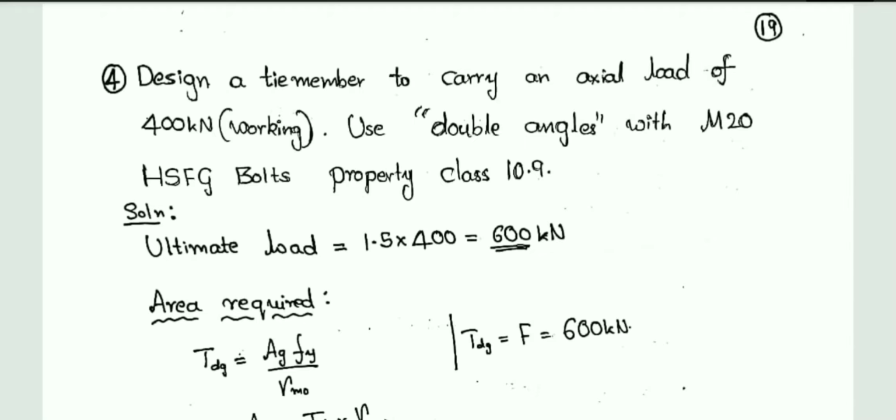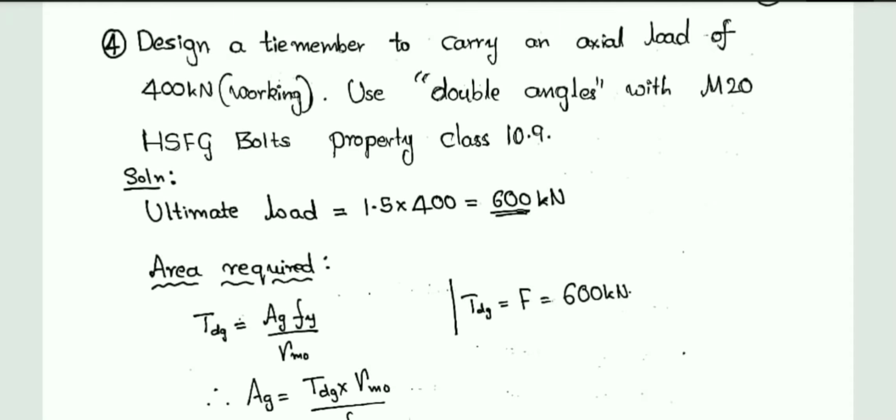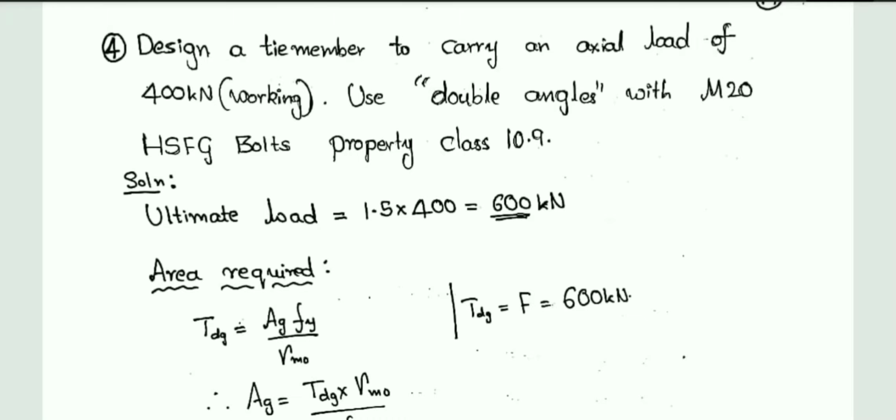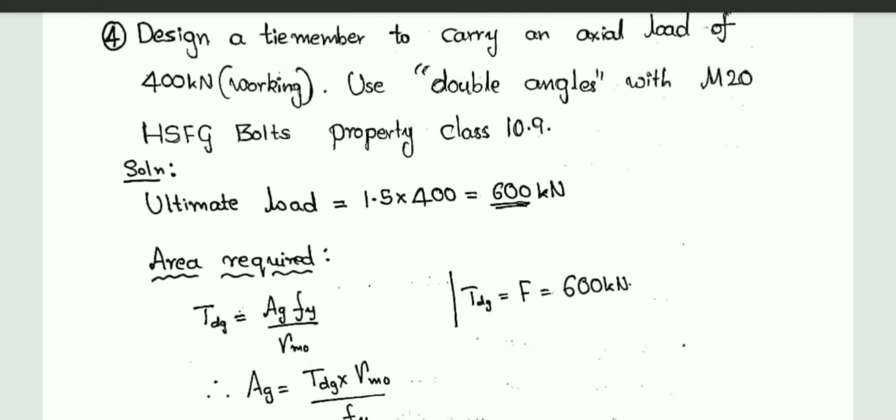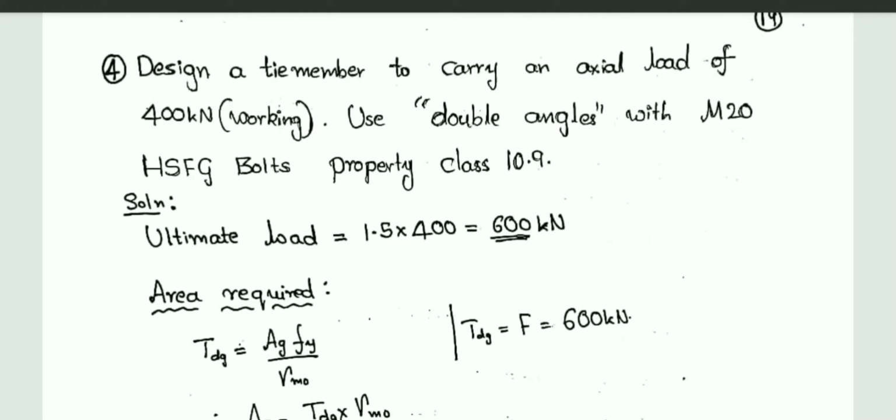So in this I'll just read out the problem. Design a tension member to carry an axial load of 400 kilonewton, that is working load. Use a double angle with the M20 HSFG bolt. HSFG bolt will be used here with a property class of 10.9. Okay, so let us go for the solution.